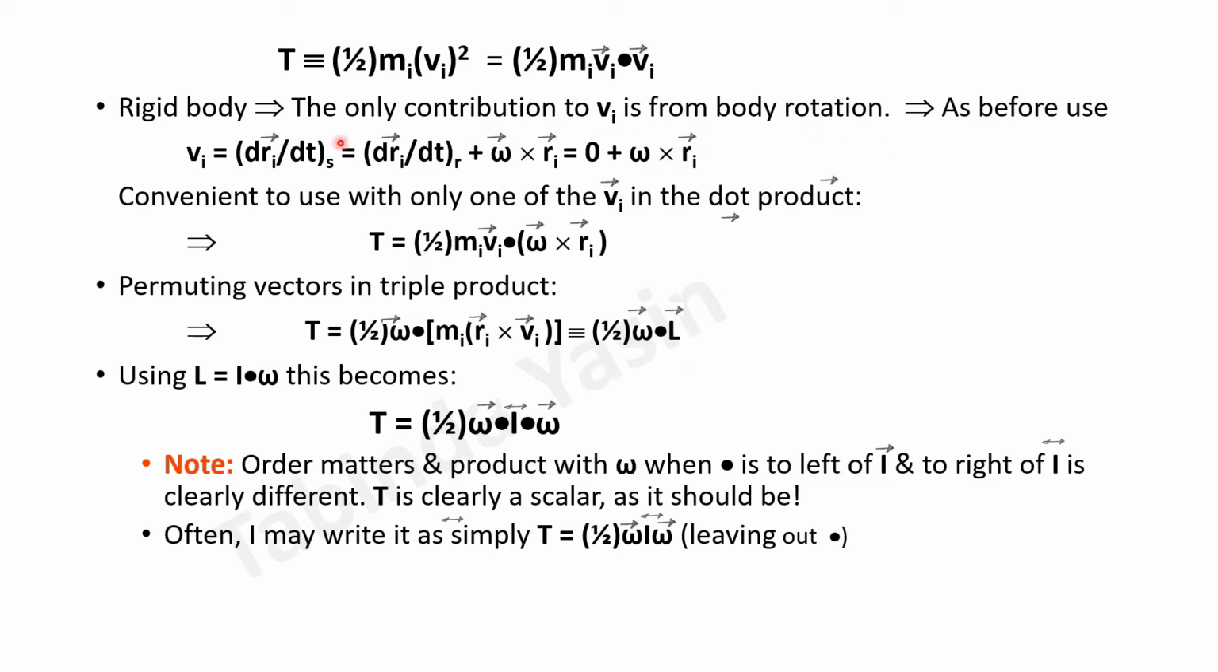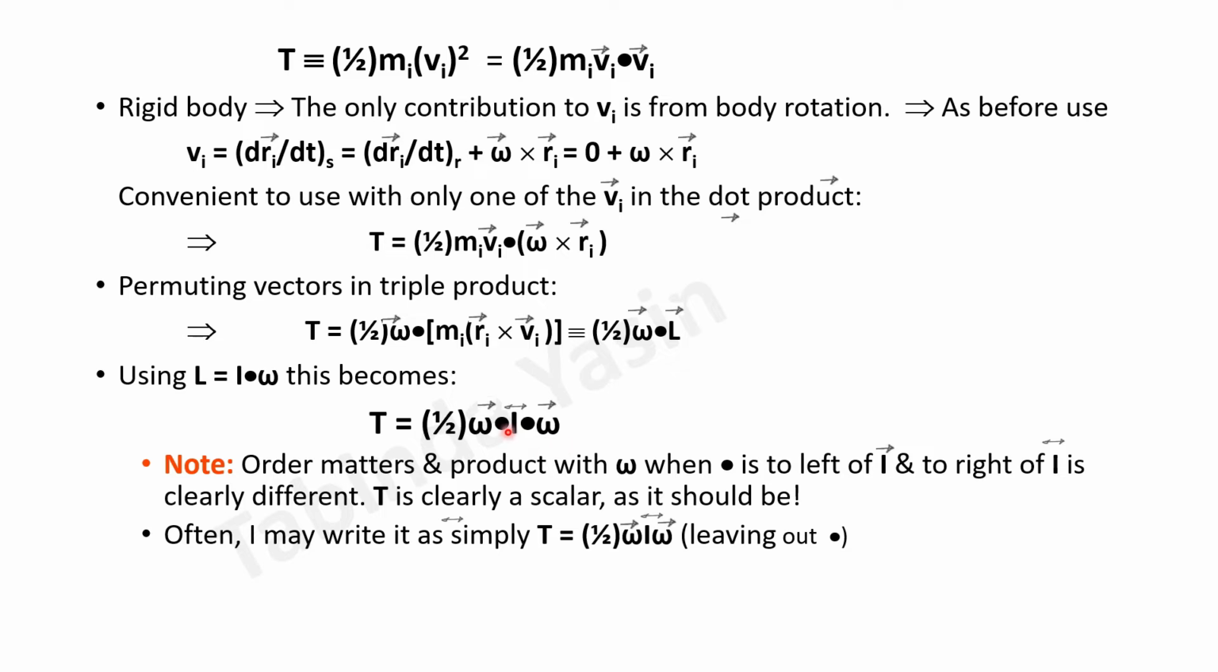As before, we use v_i equals dr_i over dt, which will be equal to dr_i over dt in the body frame plus omega cross r_i, that is equal to 0 plus omega cross r_i. It is convenient to use this with only one of the v_i in the dot product. We are going to write the vector triple product for that. So T equals 1 over 2 sum m_i v_i dot (omega cross r_i). Permuting the vectors in the triple product form, T equals 1 over 2 omega dot sum m_i r_i cross v_i, and from the sum we get 1 over 2 omega dot L, since r cross mv gives the L value.